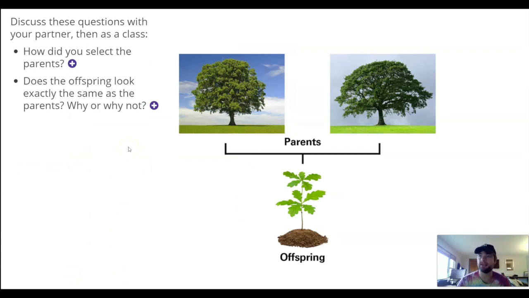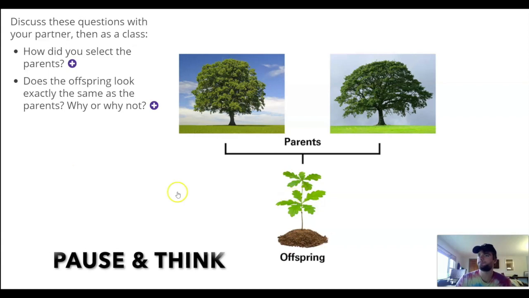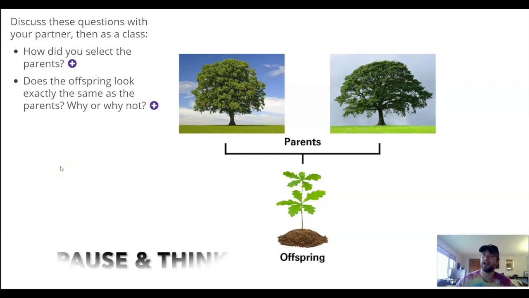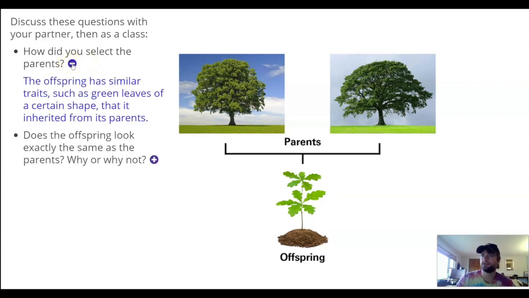So the same thing as last time. How did you select the parents of this offspring? What are the kinds of things that you looked for? And this one, you do not have to actually answer in Google Classroom. Let's take a look at what the answer says here. And here it says, the offspring has similar traits, such as green leaves of a certain shape that it inherited from its parents. Inherited means it was passed down from parent to offspring.